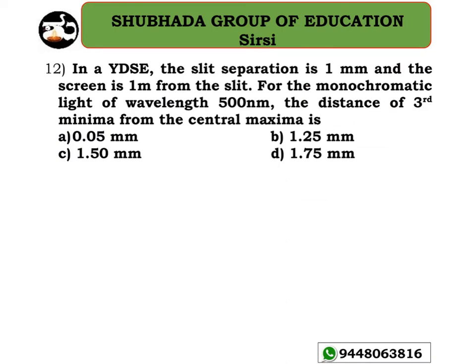The problem on wave optics in Young's double slit experiment. The slit separation is 1 millimeter and the screen is 1 meter from the slit. For monochromatic light of wavelength 500 nanometer, what is the distance of the third minima from the central maximum? See here, when they ask for the distance of the third minima, that is equivalent to the third dark fringe.